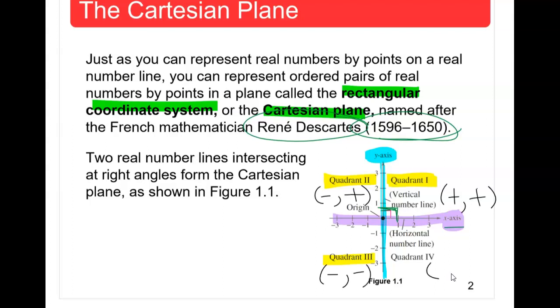And finally, we have the fourth quadrant where the x will be positive, but the y will be negative. So we always start where both are positive, and then we go in this counterclockwise direction, meaning the opposite direction of the clock.